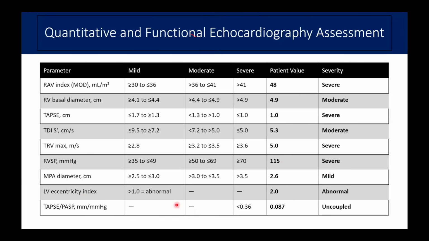His left ventricular eccentricity index was 2, so very abnormal. And this was abnormal, as you saw, both in diastole and systole, so it was a marker of pressure volume overload. And then I calculated his TAPSE to pulmonary artery systolic pressure, and it was extremely low. Remember the diagram that showed that patients with less than 0.42 had a 12-month survival of about 60%, and his is less than 0.1, so he was very uncoupled.